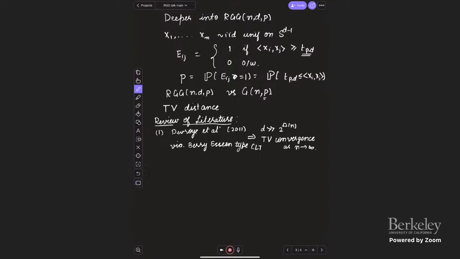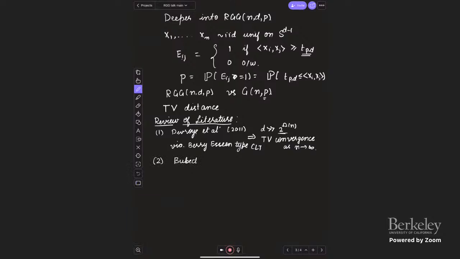Berry-Esseen type CLTs have error rates of the order 1 over square root d for probabilities of certain kinds of sets, in this case convex sets, and each graph has exponentially small probability in either model. So to be able to approximate probabilities to exponentially small in n, we need d to be at least 2^Ω(n), and that's where the bad bounds come from.